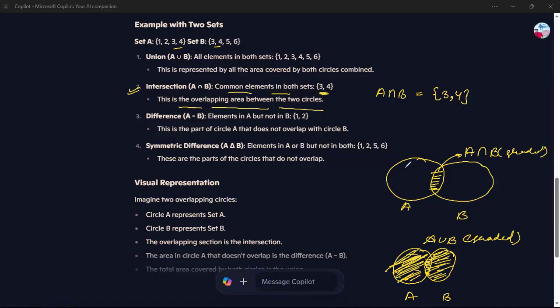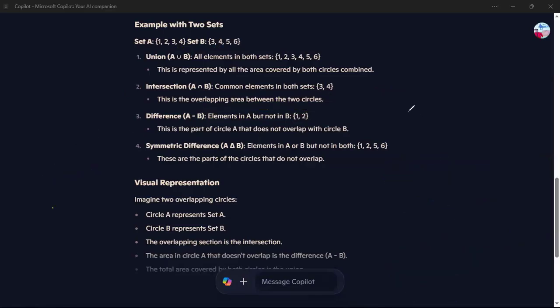Yes, sir. Is that clear? What is the intersection of sets A and B? Yes, sir. Should I repeat? No, sir. Clear. So let's take one example.